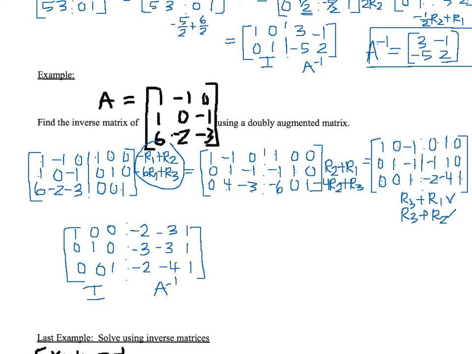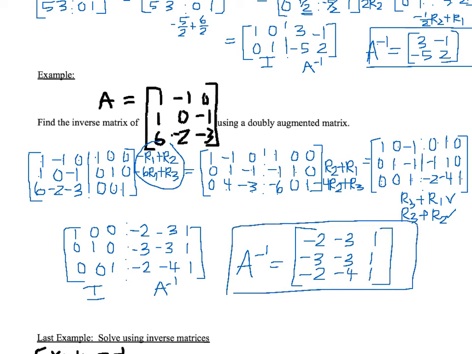And so this is my inverse. So what I have found is the inverse matrix is negative 2, negative 3, 1, negative 3, negative 3, 1, negative 2, negative 4, 1. And what you could do, again, is to check that you get this as your inverse in your graphing calculators just to verify that you're on the right page. But again, we're going to ask you to use that doubly augmented to show that you end with the inverse and your identity.